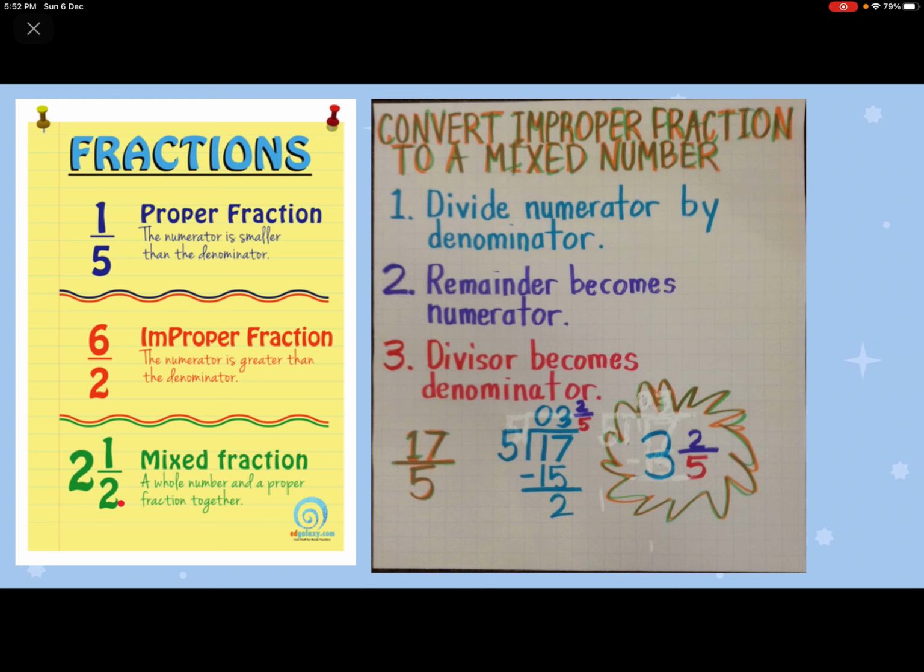We have a whole number and a proper fraction. Here the numerator is greater than the denominator. Now, the conversion steps, children: convert an improper fraction to a mixed number. Please note the steps. First of all, we divide the numerator by the denominator.